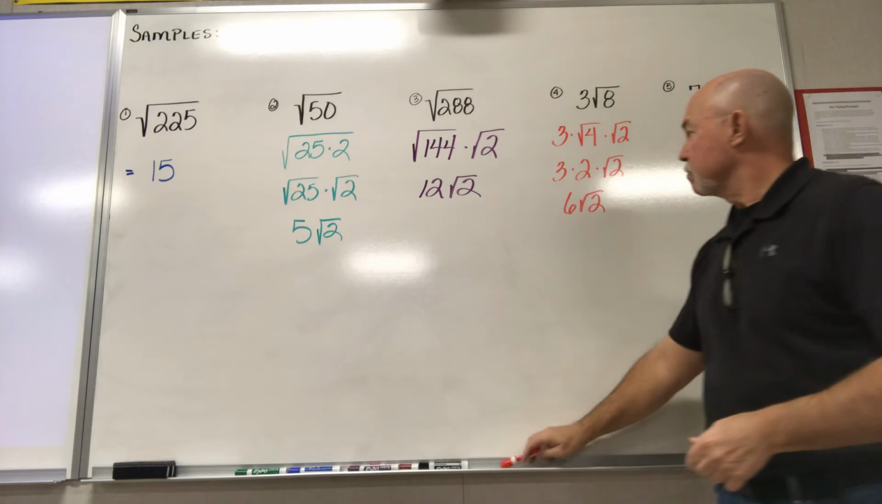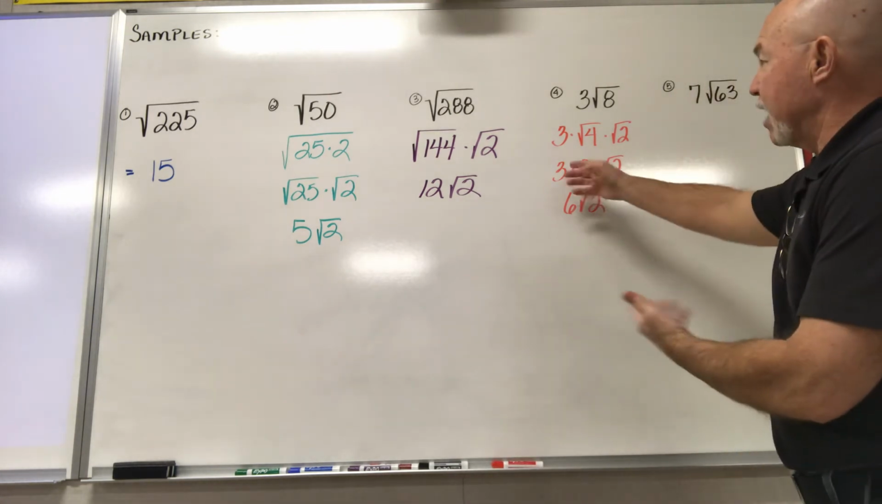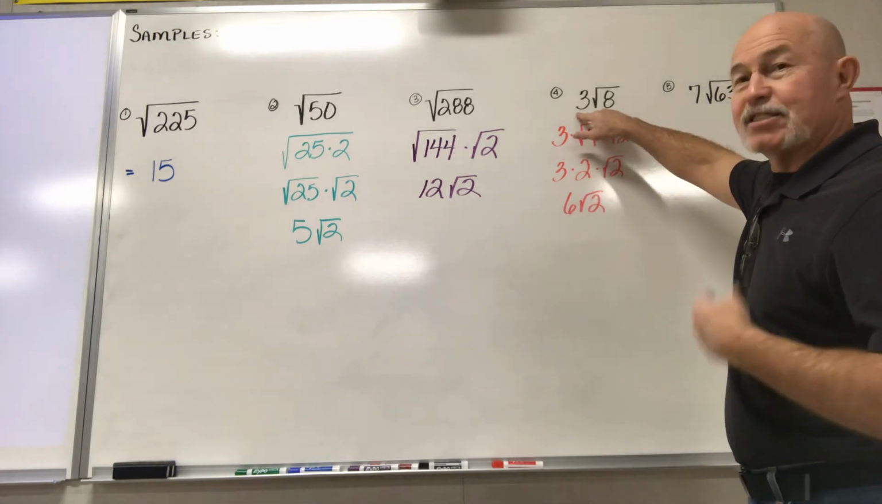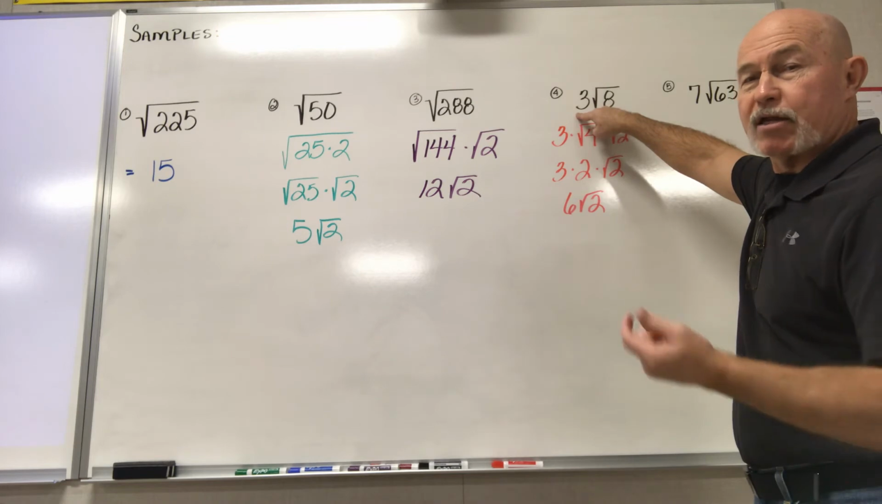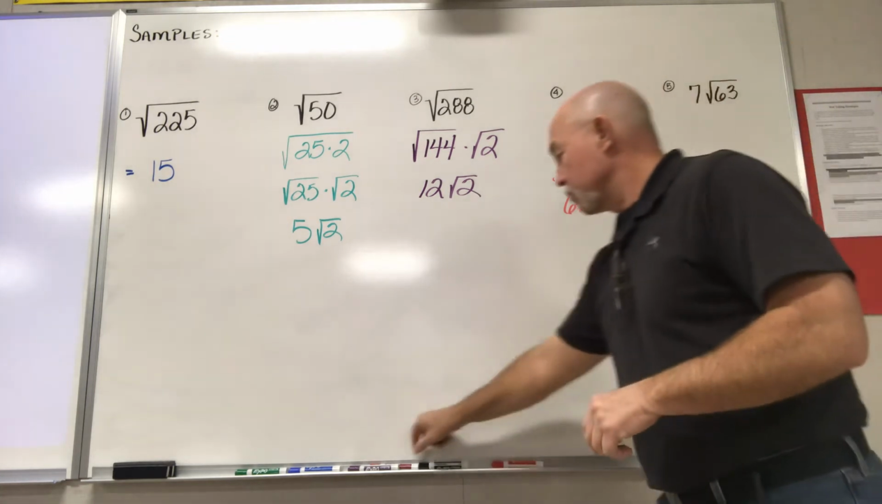Okay? And that's basically it. Once the number comes out, then we can multiply. So 6 radical 2 is the simplified version of 3 radical 8. Same value, different appearance. Okay?